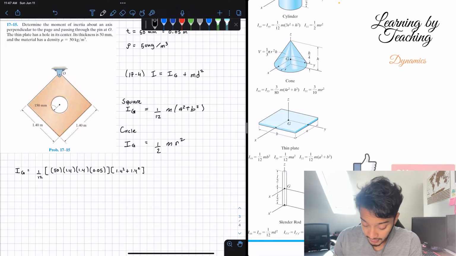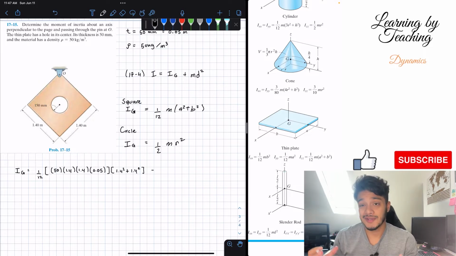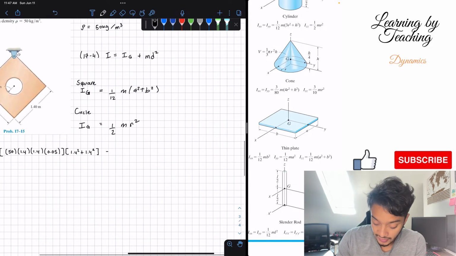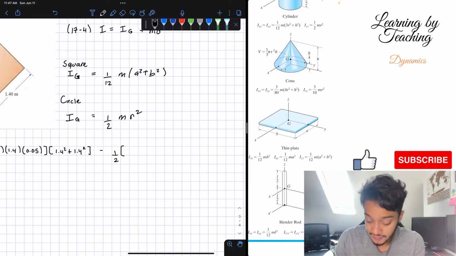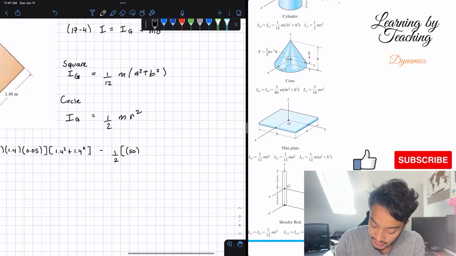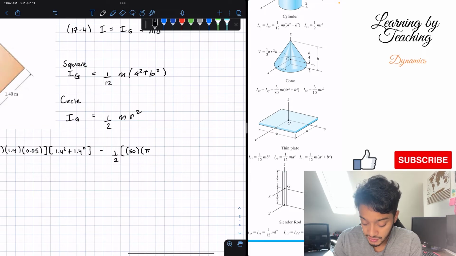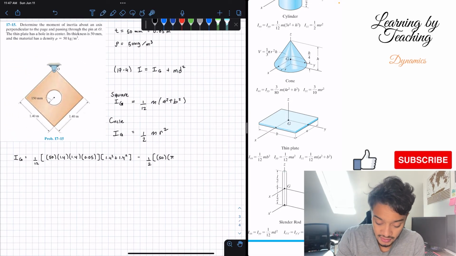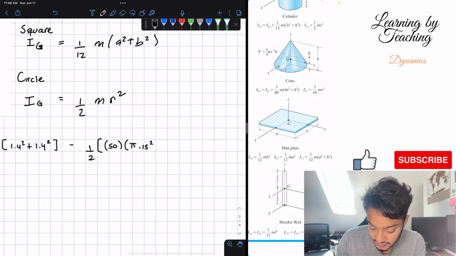Okay, then we're going to subtract the moment of inertia of the circle, because the circle is actually a hole. So we're going to have minus 1/2 times the mass of the circle. Well, the mass of the circle will be, again, the density, which is 50, times the area times the thickness. So the area of this circle will be pi r squared. What is the radius? Well, the radius is 150 millimeters. If we convert that into meters, it will be 0.15 squared. We multiply it also by the thickness, which is 0.05.